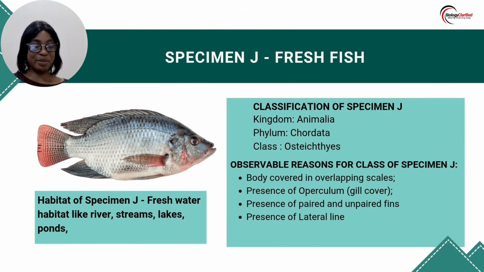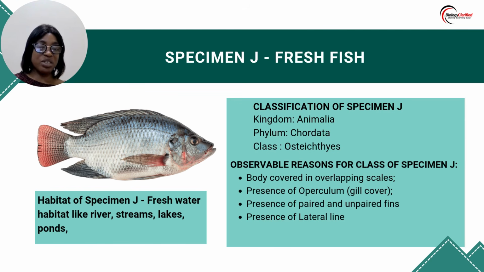Then classification of specimen J: kingdom Animalia, phylum Chordata, class Osteichthyes. Please get the spelling. Try your best not to write Pisces. Osteichthyes is the specific class of this fresh fish. But you could write Pisces since it's a fresh fish, any fresh fish.